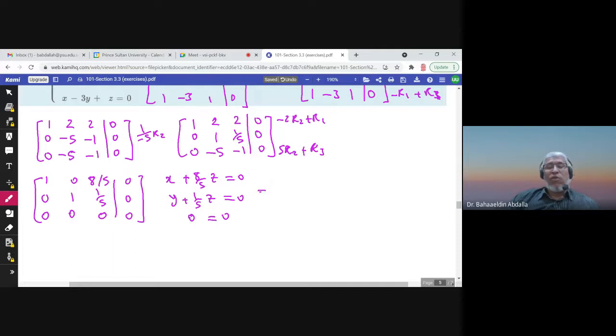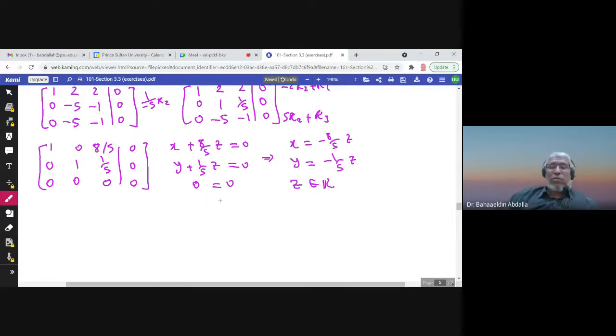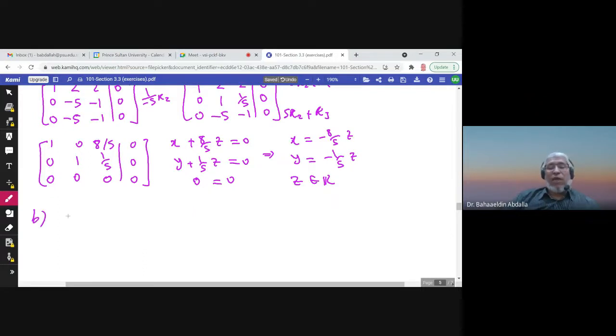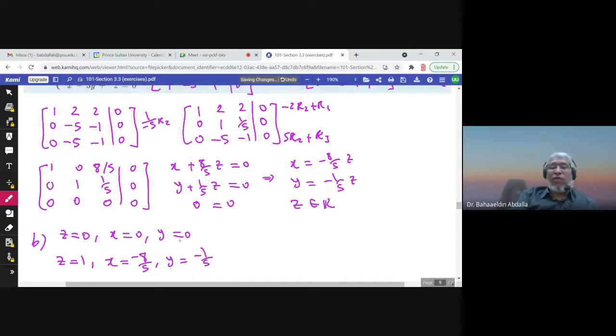So I solve for x and for y, and z would be any real number. And for part B, I can choose z to be 0, for example. And then x would be 0 and y would be 0. I can choose z to be 1. Then x would be negative 8 over 5, and y would be negative 1 over 5.